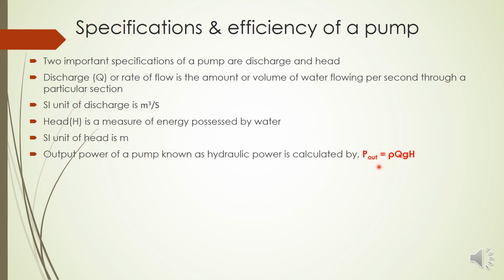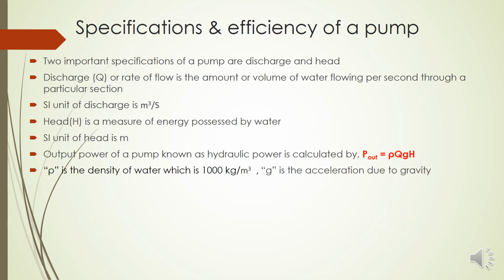The hydraulic power is given by rho QgH. Now rho is the density of water, Q is the discharge, it's one of the specifications, g is the acceleration due to gravity, and H is the head in meters. Density of water, standard value 1000 kg per meter cube, acceleration due to gravity 9.81 meter per second square. So these two are constants, only variables are Q and H, that is discharge and head. So we have to simply substitute in this expression.